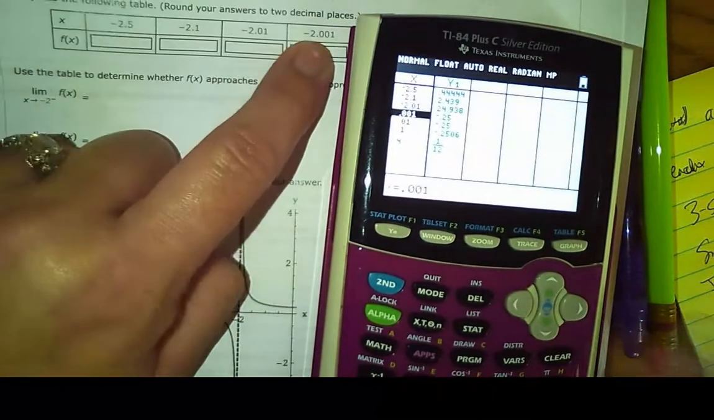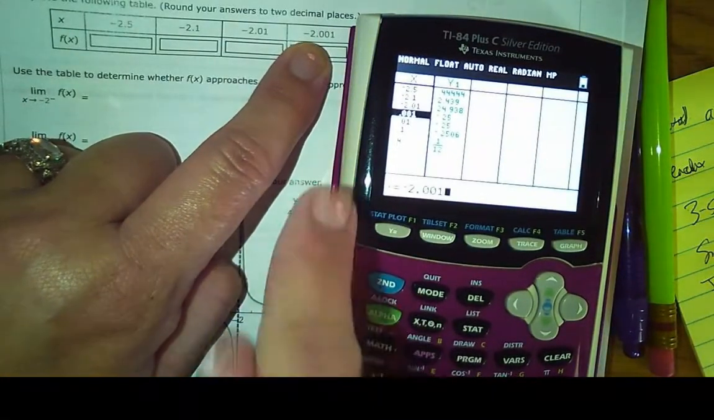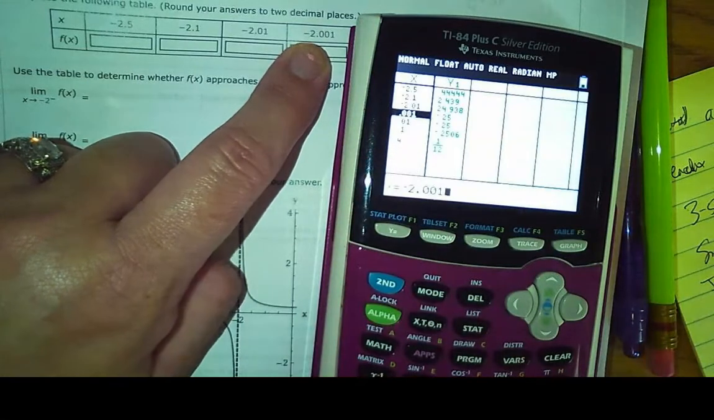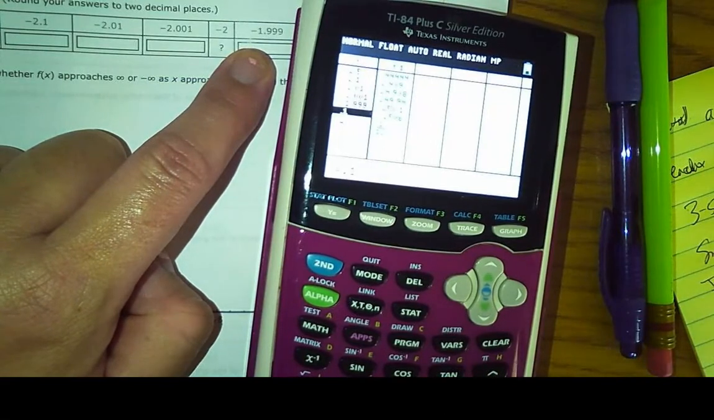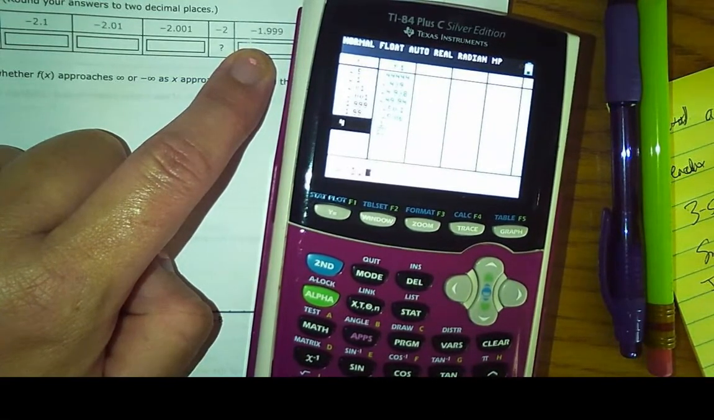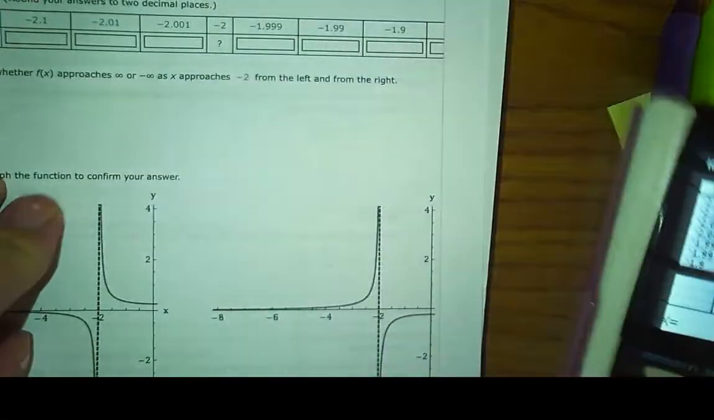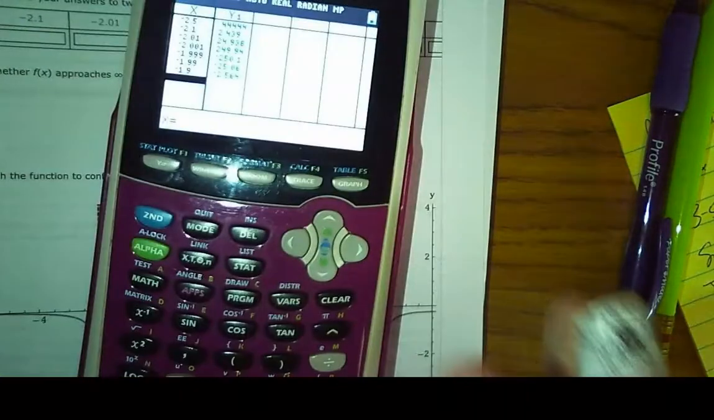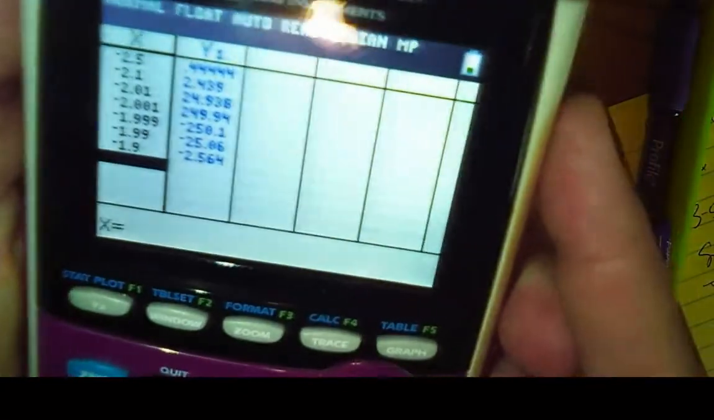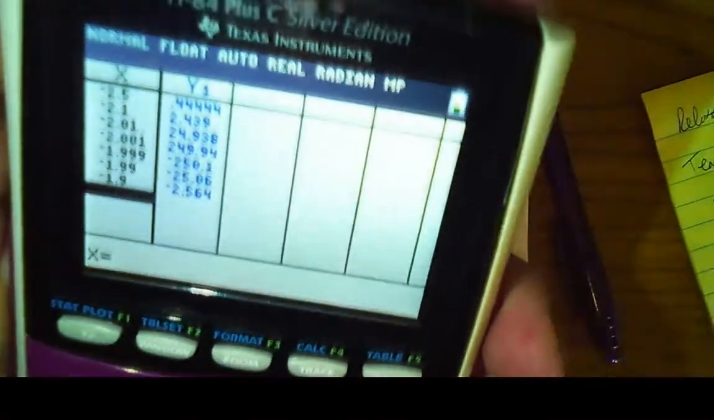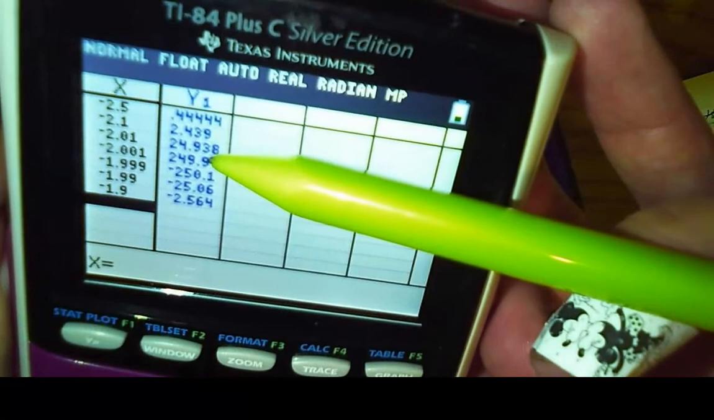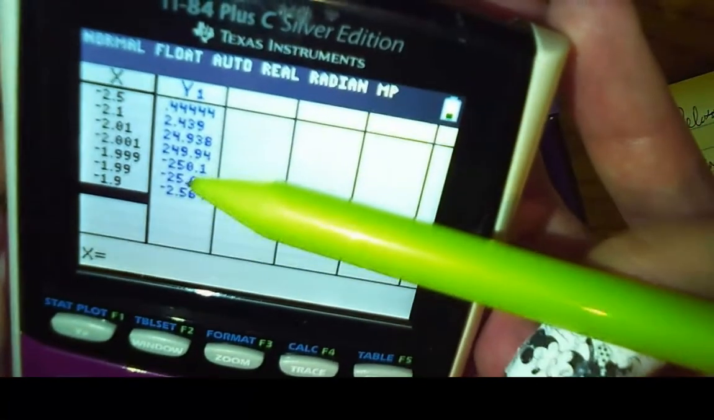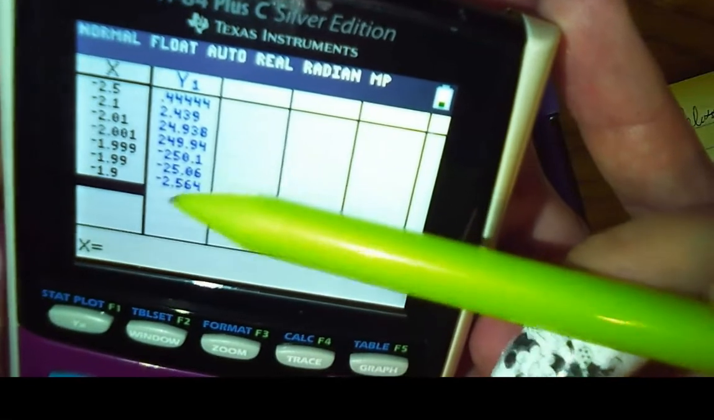Negative 2.1, negative 2.01, negative 2.001. So I'm creeping closer to negative 2 from the left. And then I get negative 1.999, negative 1.99, negative 1.9. And then there's probably something else over there that didn't print. All right, so when I look at this, let's see if I can zoom in so you can see. As I come at this thing from the left, what's happening? These numbers are getting absolutely huge really, really fast. But from this side, they're going to be negative, but they're still getting bigger.